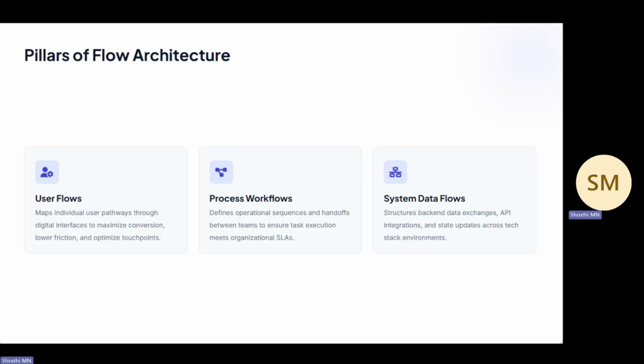The second is process workflows. These define operational sequences and hand-offs between teams. They help ensure that tasks are completed properly and according to the organizational SLAs. And the third is system data flows. These focus on how data moves between backend systems, APIs, integrations, and different technology environments. So, in simple terms, user flow is about the user's journey. Process workflow is about how work gets completed. System data flow is about how data moves between systems.